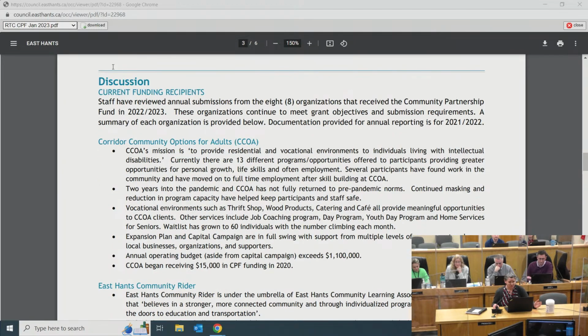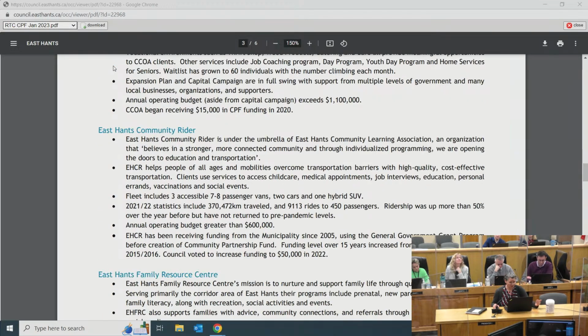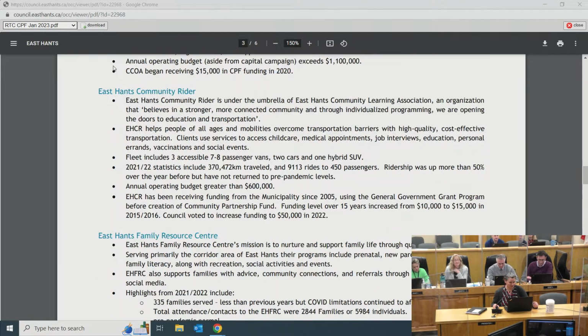So the first organization is CCOA. We're all really familiar with what they are doing, and they've been receiving funding for just a couple years through this program in the amount of $15,000. Community Rider received an increase this past year. They were very appreciative and are doing really good things with that increased funding. Their ride statistics are getting close to pre-pandemic levels, and their involvement is growing.